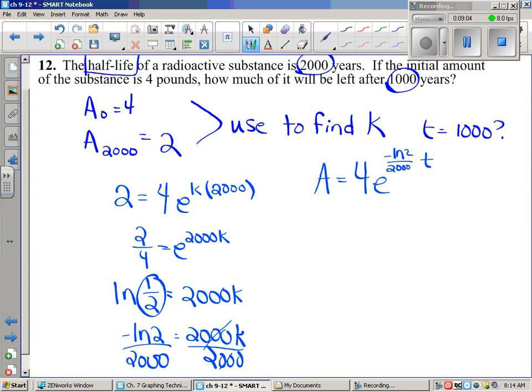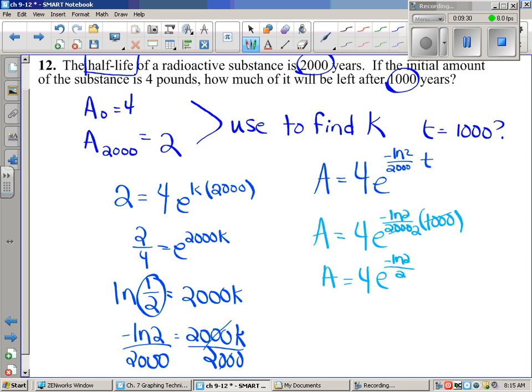And so if I want to know when time is 1,000, then what I'm going to do is put 1,000 in place of t. And just to make my life a little bit better, I'm going to divide that out automatically and recognize that that just puts a 2 down here at the bottom. So I have a equals 4e to the negative natural log of 2 over 2.